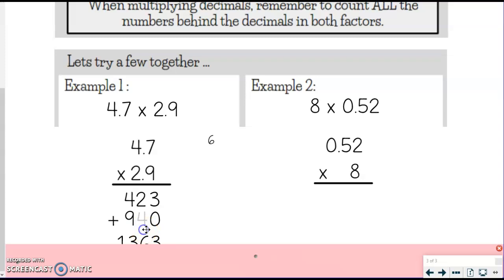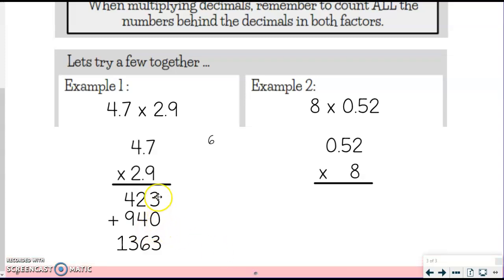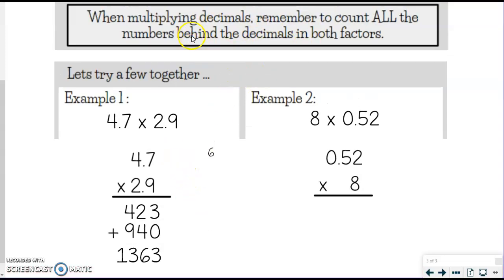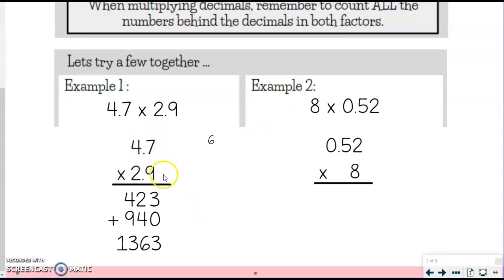Okay. And so when we do that, let me scroll down here. We got 3 plus 0 is 3, 2 plus 4 is 6, 4 plus 9 is 13. Then we need to figure out where our decimal goes. So again, remember, we count all the numbers behind the decimals in both factors. One factor is 4.7, the other 2.9. I've got one number behind the decimal in this factor, one behind in this factor, so that's 2 total. So I need to go 1, 2, and I end up with 13.63 as my answer. I keep misspeaking. I guess I'm a little tired.